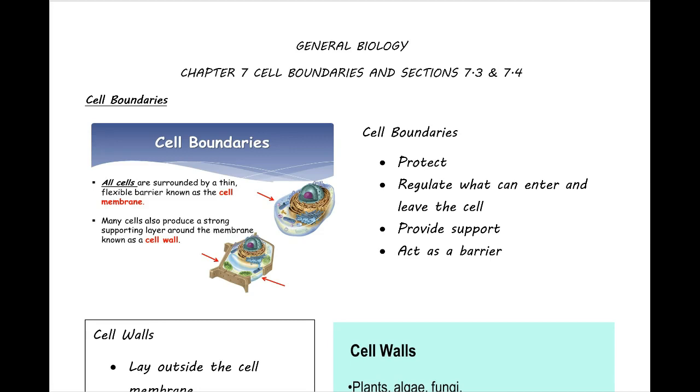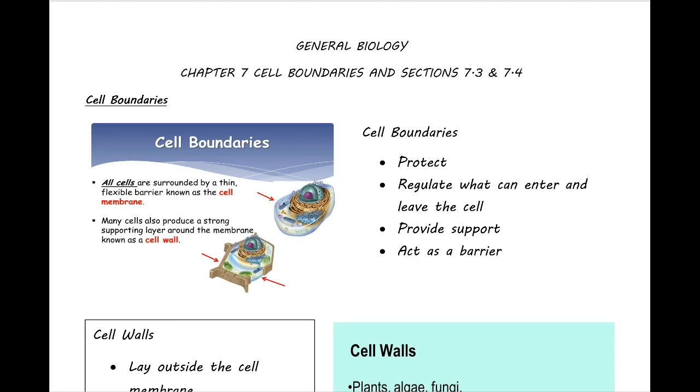Okay, so cell boundaries. There's two main cell boundaries that protect the cells, and they are the cell membrane and the cell wall. So you heard me say that their job is to protect, but they also have some other jobs as well. They regulate materials that can enter and leave the cell. They provide support for the cell, and they act as a barrier. So those are the main jobs.